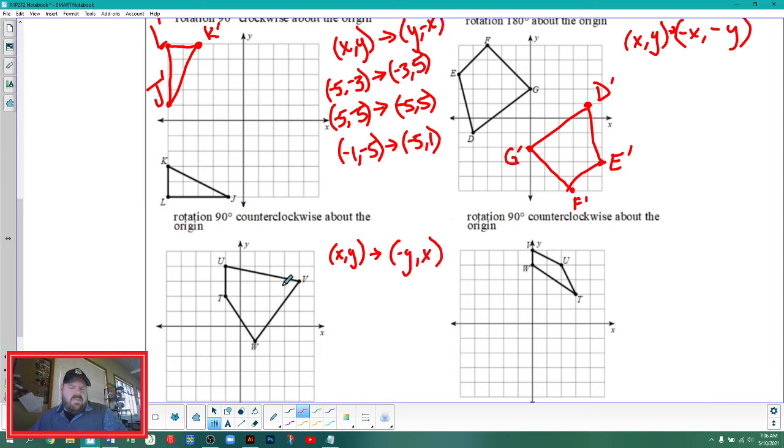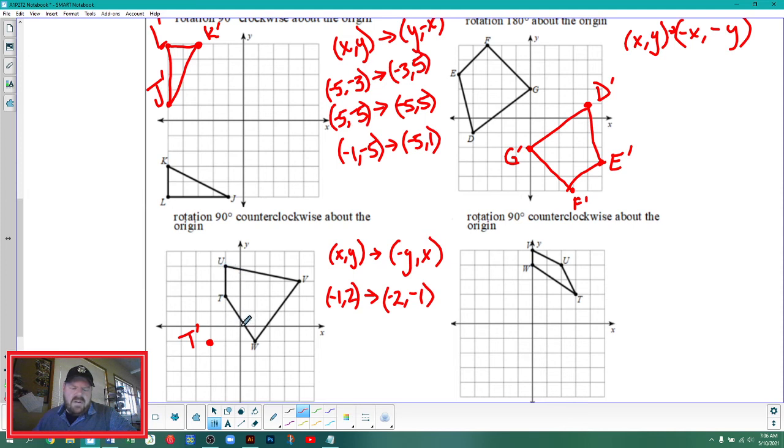And I'll do the coordinate breakdown for this one again, just to let us feel both methods. Let's go with T. T is at negative 1, 2. So we switch positions, and the one that's in the y spot, we make that negative. So that's going to be negative 2, negative 1. That's my T prime.